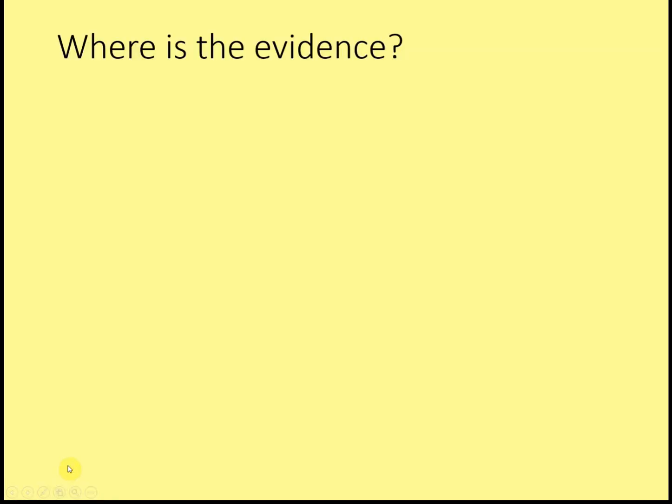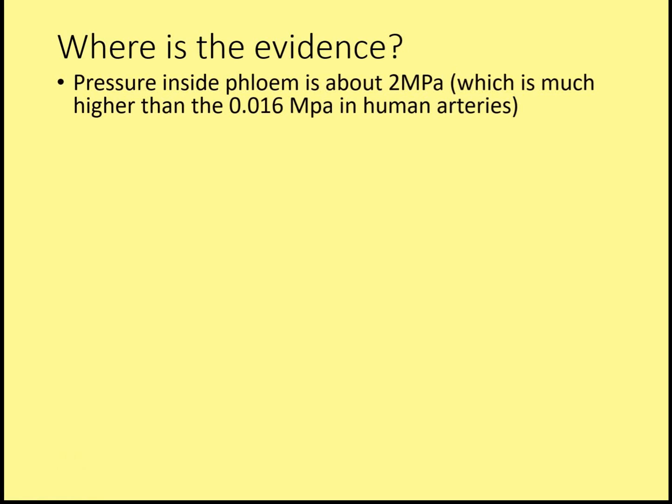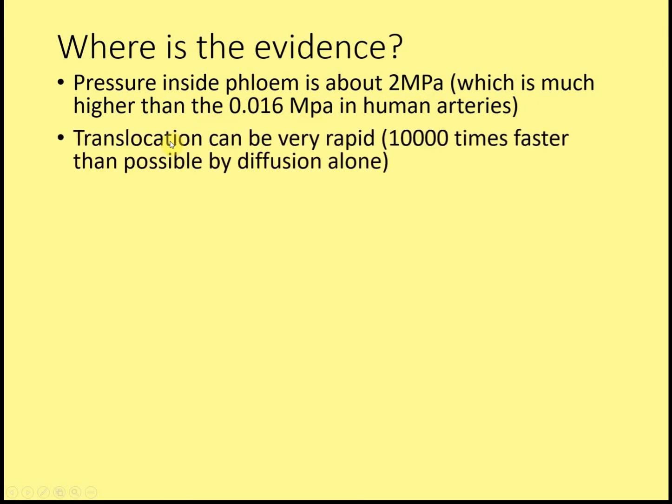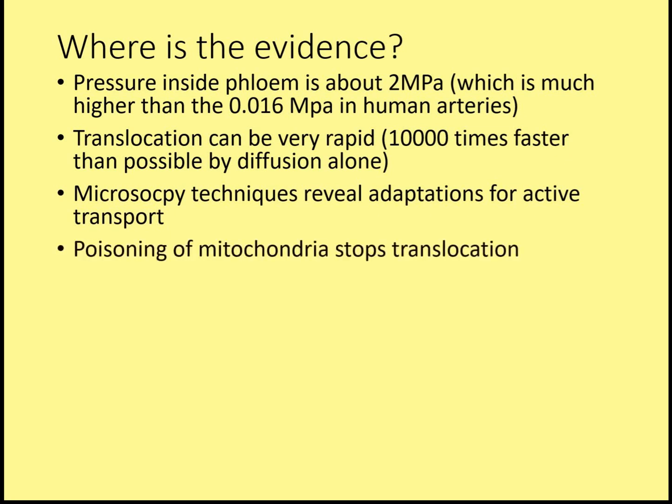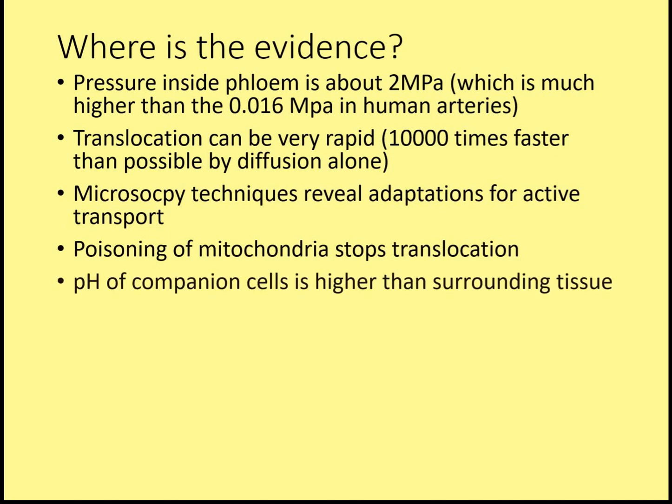So where's the evidence that all this is happening? We know that the pressure inside the phloem is really high, 2 megapascals, which is much higher than human arteries, so it's really quite high. It can be really, really fast, much faster than diffusion. That shows us that it's a mass transport, mass flow going on. Microscopy has shown us the adaptations for active transport we've just been talking about. If you poison the mitochondria, that's going to stop aerobic respiration, which means no ATP, and you get no more translocation. So it shows that it's coupled at least in part to an active process.